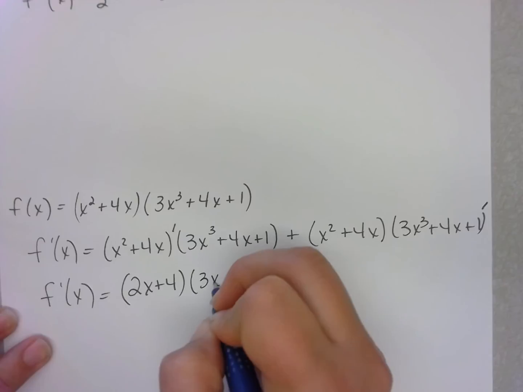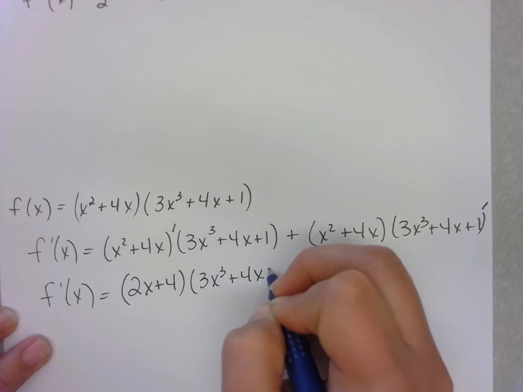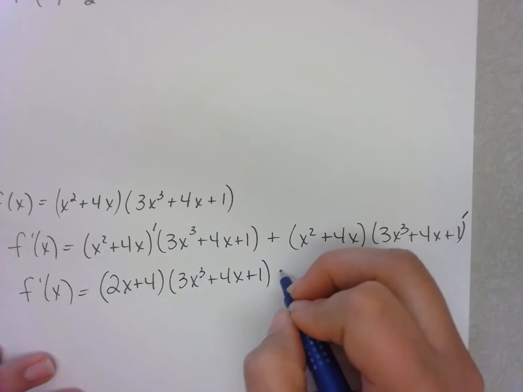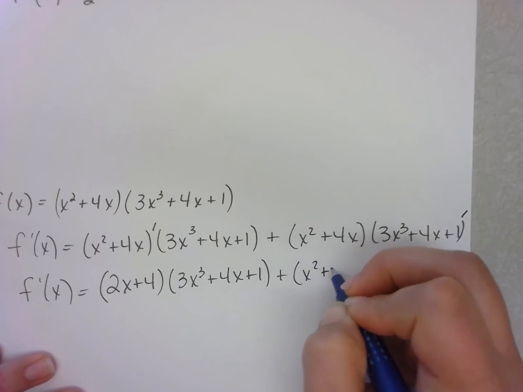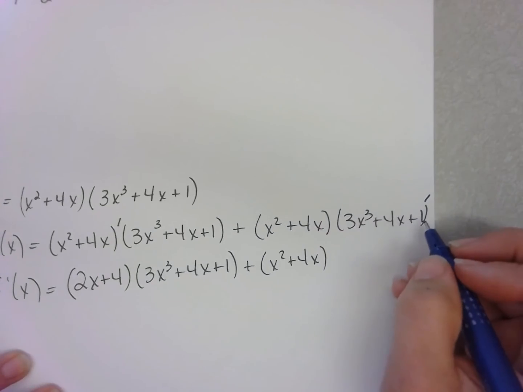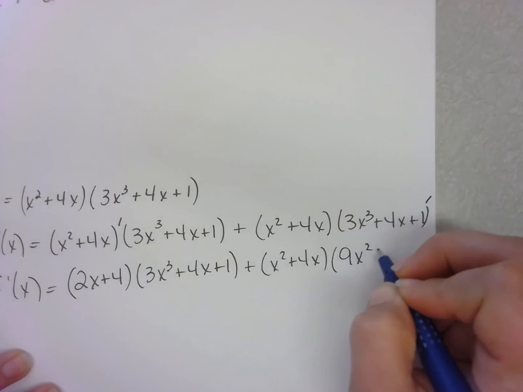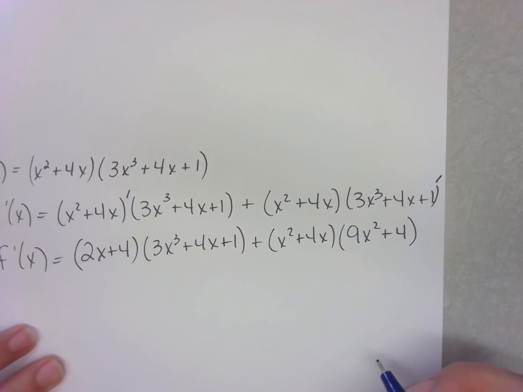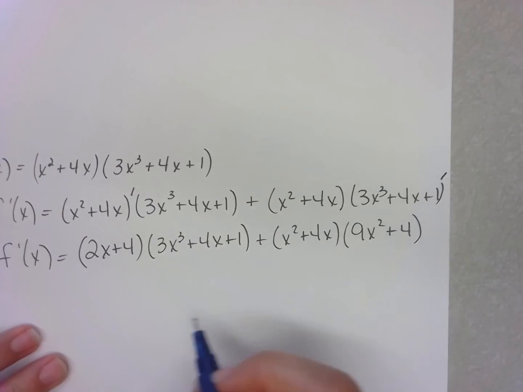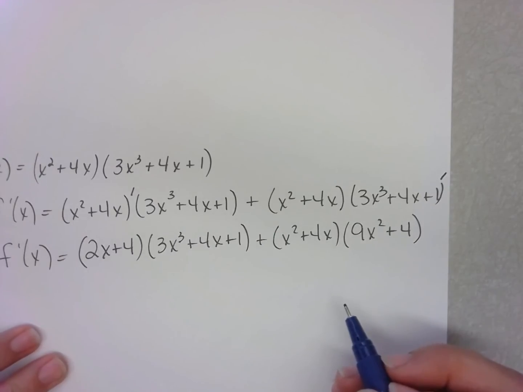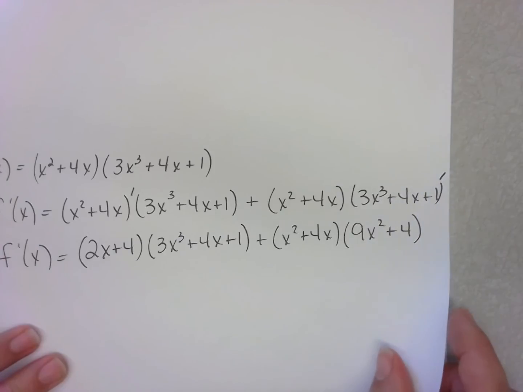This does not change. It still stays here. I didn't do anything to it. Then here, the x squared plus 4x doesn't change. This time I do the derivative of this last term, which is 9x squared plus 4. And there's my f prime. Again, there's no need to simplify, at least for right now, so we'll just leave it as it is.